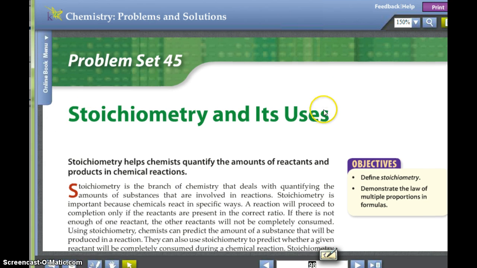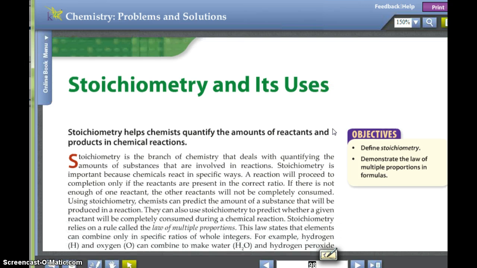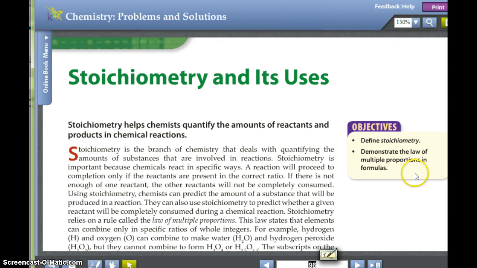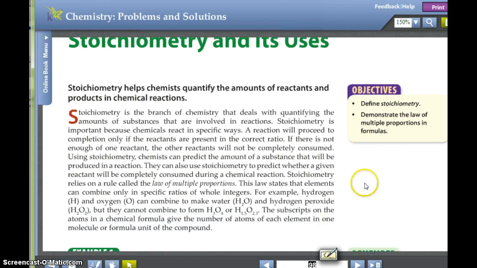Problem set 45, Stoichiometry and its uses. Objectives: define stoichiometry and demonstrate the law of multiple proportions in formulas. Stoichiometry helps chemists quantify the amounts of reactants and products in chemical reactions. In other words, tell how much you start with and how much you end with. Stoichiometry is the branch of chemistry that deals with quantifying the amounts of substances that are involved in reactions.